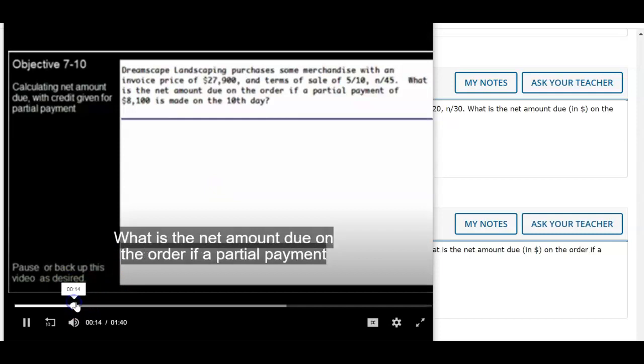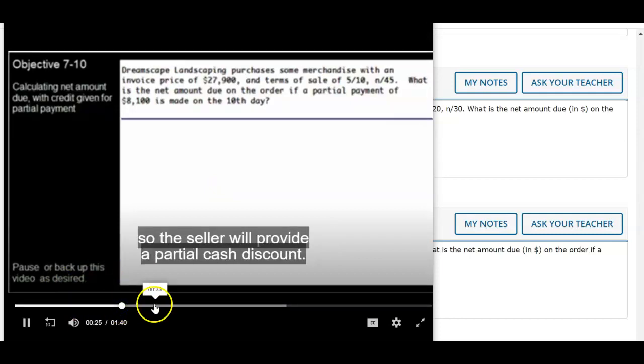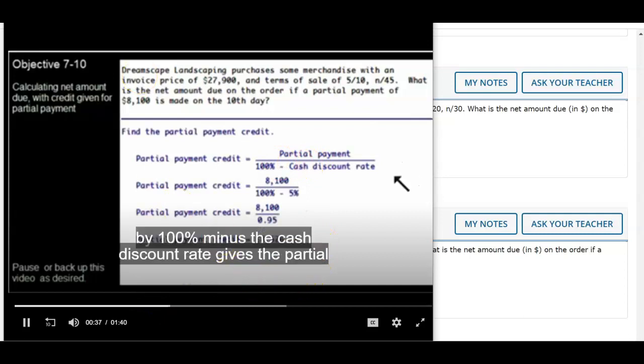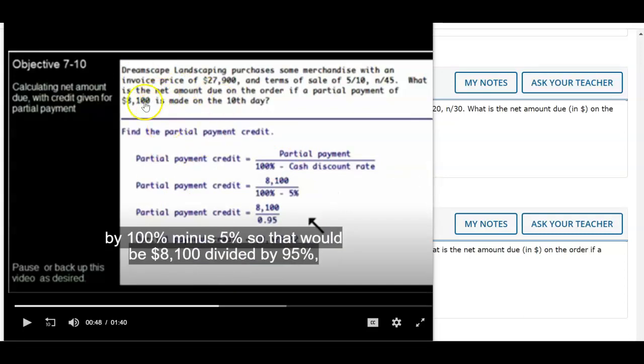Dreamscape Landscaping puts on an order, the partial payment divided by 100% minus the discount will provide this formula and show you how to work the problem using the example here.